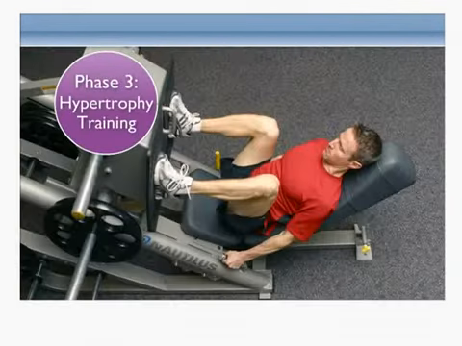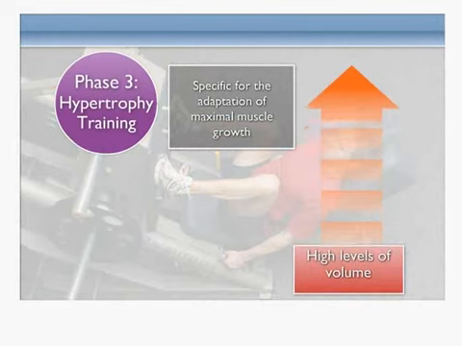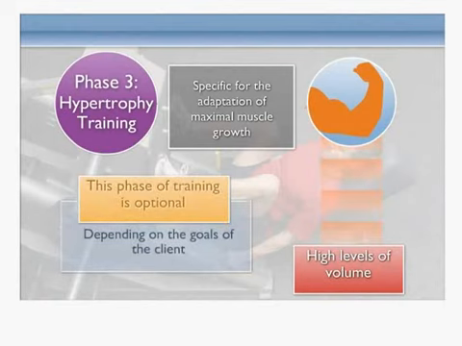Phase 3, hypertrophy training, is specific for the adaptation of maximal muscle growth, focusing on high levels of volume with minimal rest periods to force cellular changes that result in an overall increase in muscle size. Keep in mind that this phase of training is optional depending on the goals of the client.